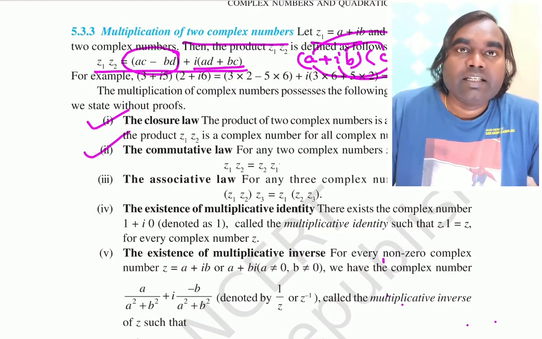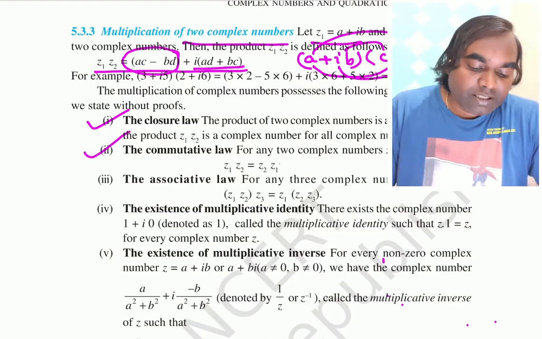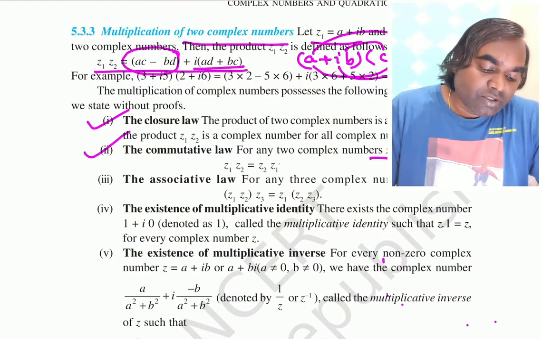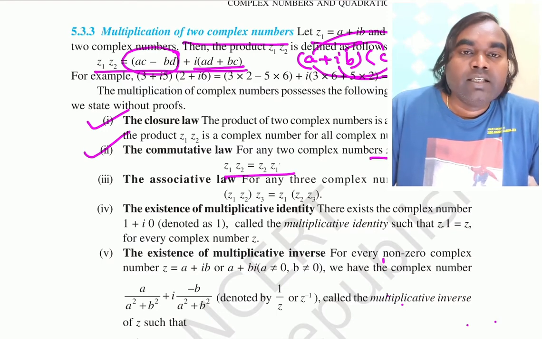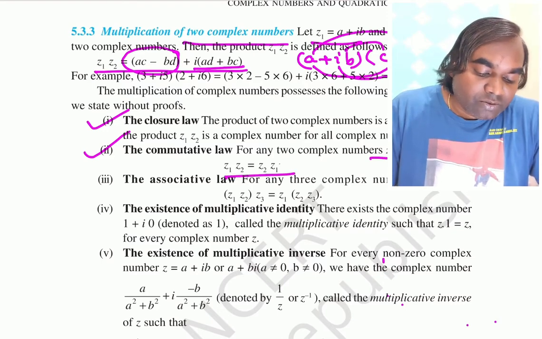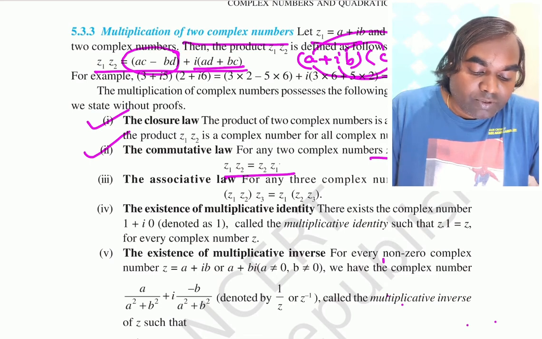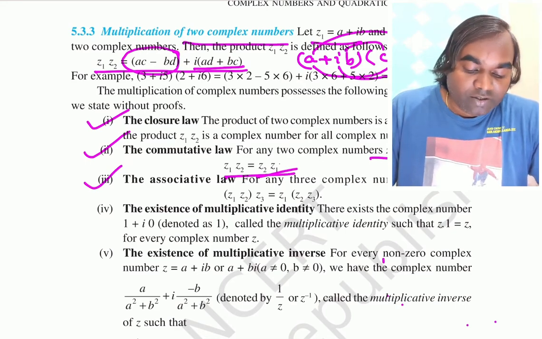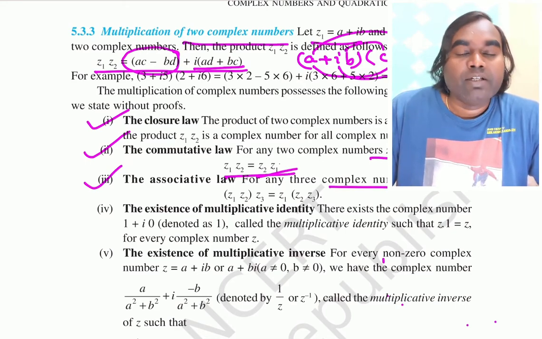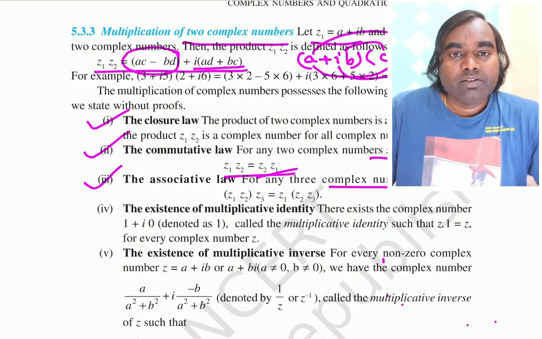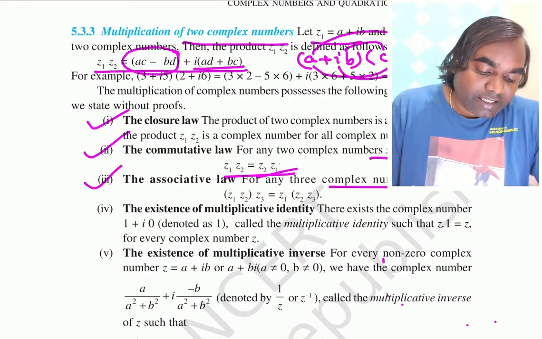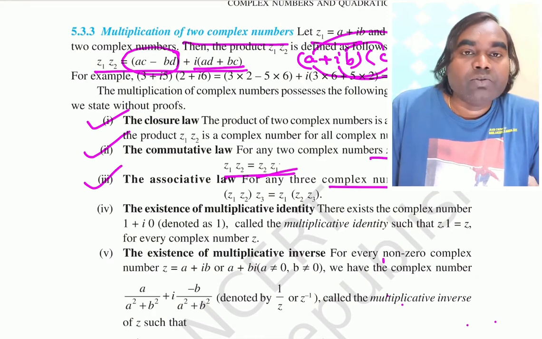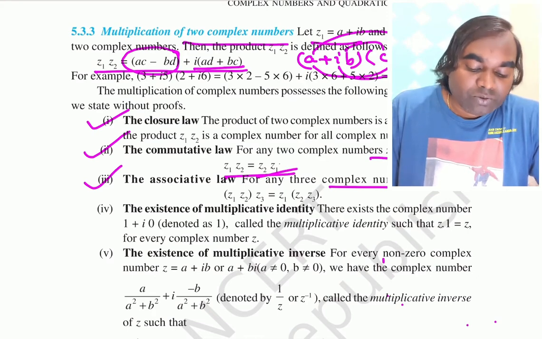Similarly, we can see that multiplication of two complex numbers z1 and z2 is commutative, that is, if we multiply z1 into z2, it comes out to be equal to z2 into z1. And they also follow the associative law. For any three given complex numbers z1, z2 and z3, we can see that z1 z2 into z3 is equal to z1 into z2 z3.